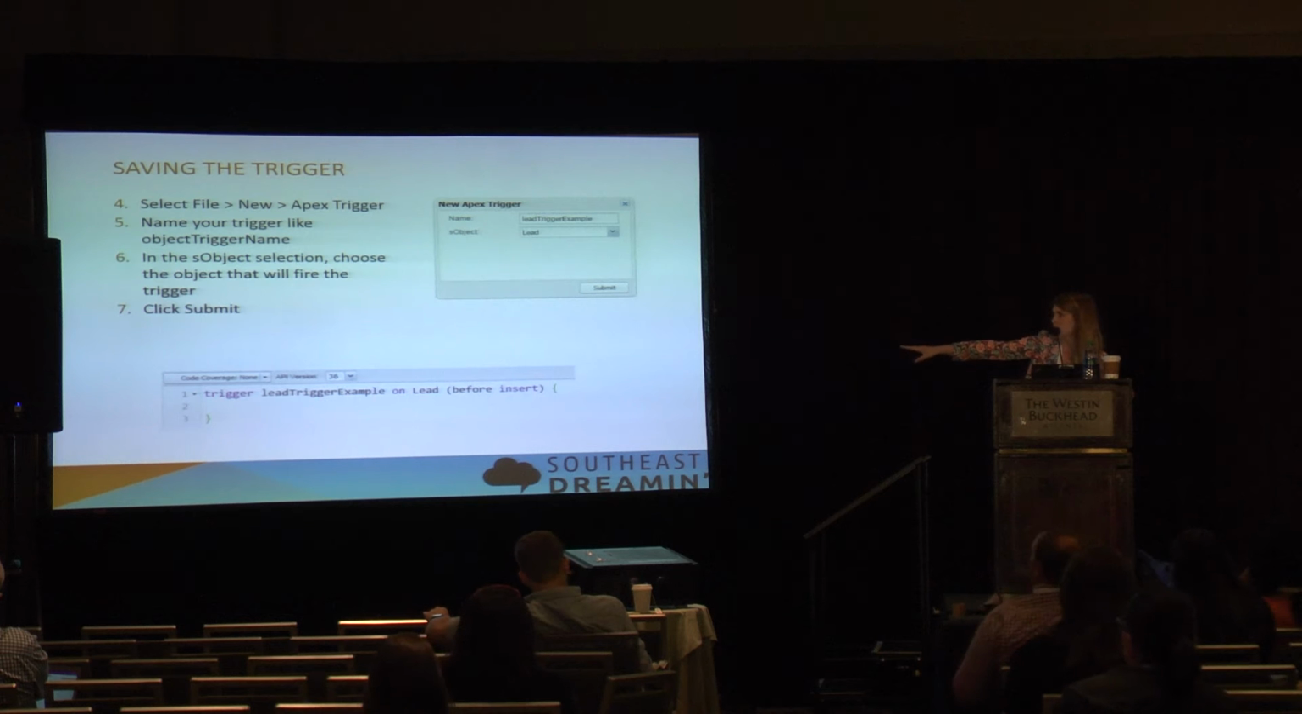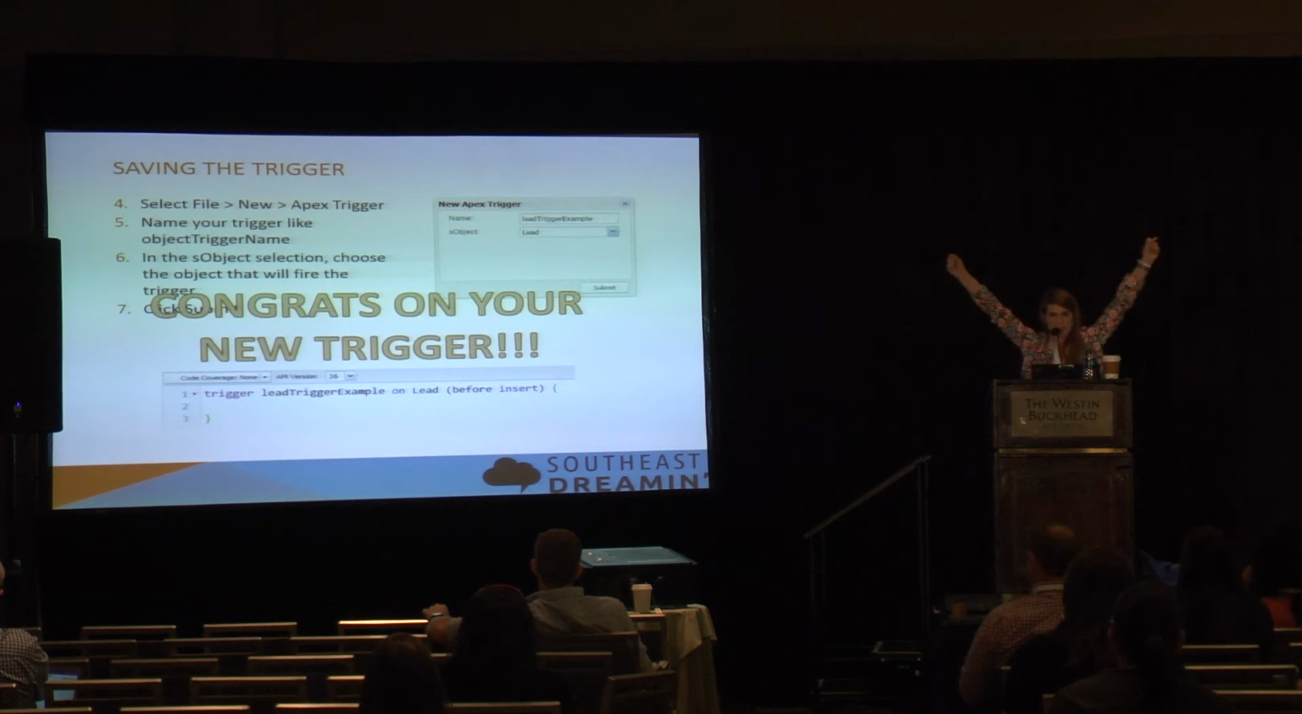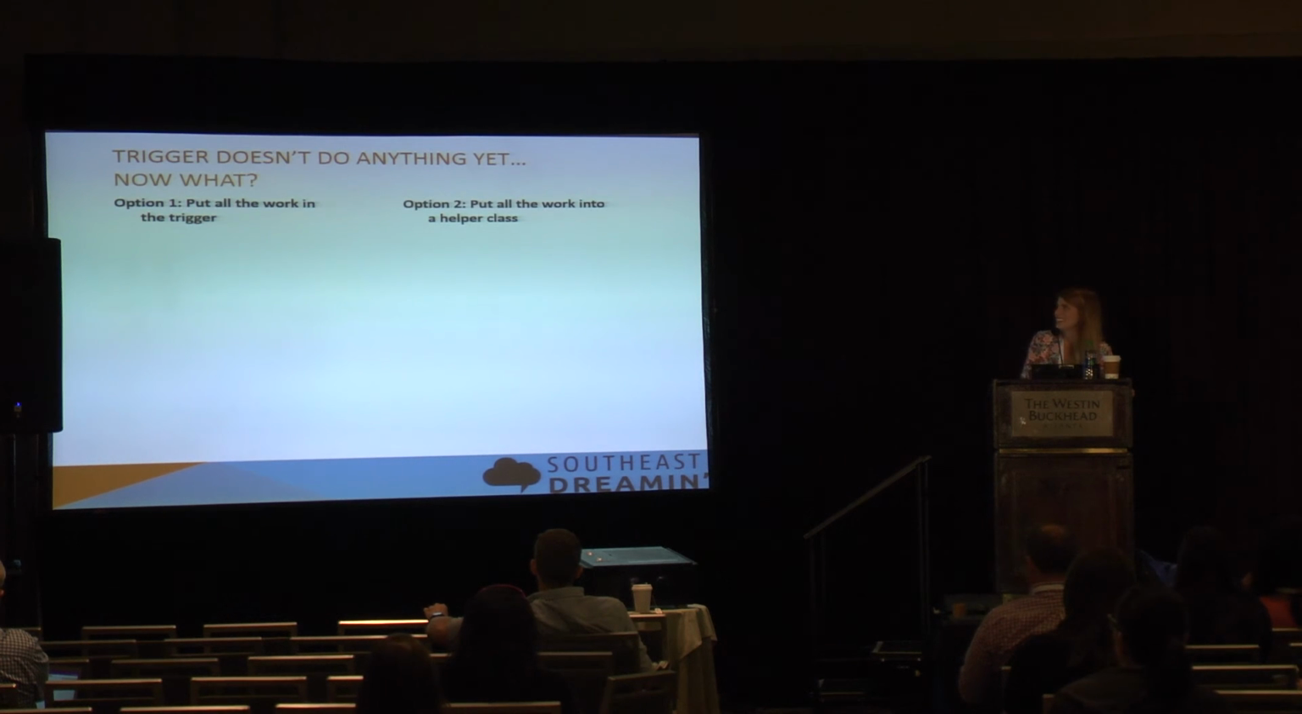So it'll be trigger, lead trigger example, on lead before insert. So we see trigger, that's our keyword. We're telling the system that we're writing a trigger. We see lead trigger example. That's the name that we gave it. If you look into the little box, that's the name of our trigger. Then we see on lead, so the trigger is going to fire on the lead object. And then before insert. Can anybody tell me when it's going to happen? Before an insert, right? We just wrote a trigger! Woo! So not really. It doesn't do anything.